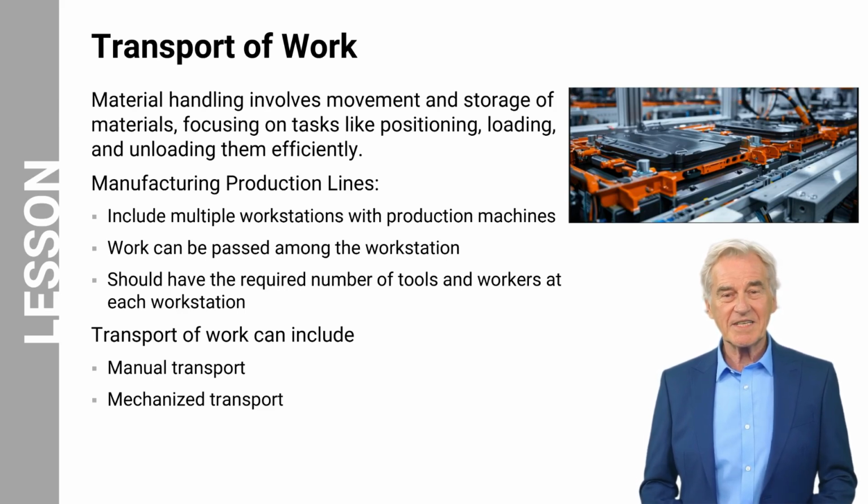Manufacturing production lines can include one or more workstations with different production machines. Materials are then moved among the workstations as part of the production line. As materials are moved, they must be placed in the right orientation so that the required work can be performed at each stage. Material handling functions include positioning, loading, and unloading materials.